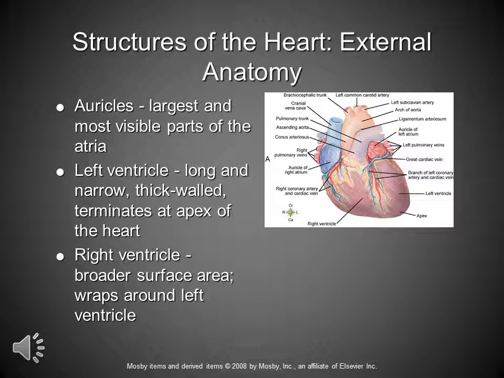The ventricles, the left ventricle is long and narrow. It's fairly thick-walled because it has to pump blood through the whole body. It terminates at the very apex or pointy part of the heart. The right ventricle is going to have a broader surface area. It will not be as thick-walled because it only has to pump blood to the lungs. And it kind of wraps around and surrounds parts of the left ventricle.